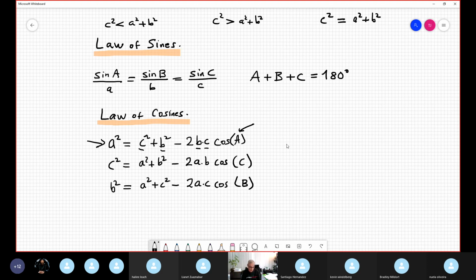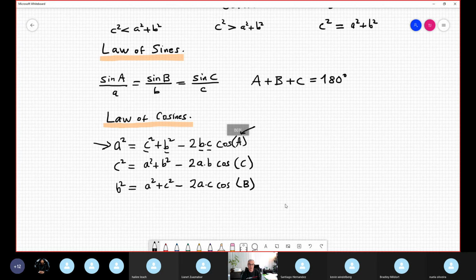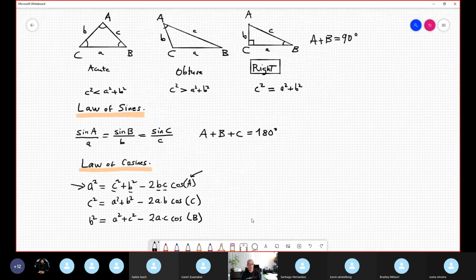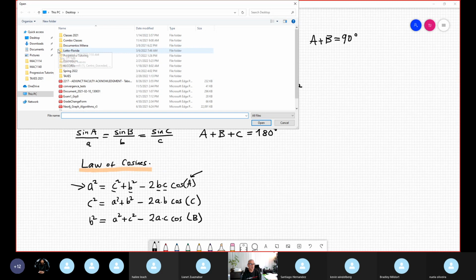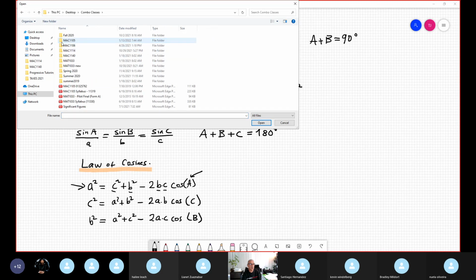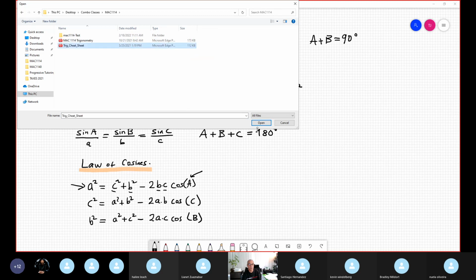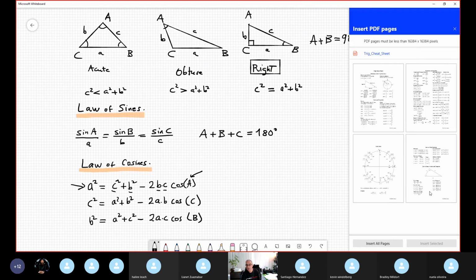How do you know in what example you apply the law of sines or the law of cosines? Now you see an example. Any questions so far? Let me show you, just in case. Let me show you this cheat sheet of the trigonometric formulas. Let me see here. MAC1114. There you go. That page.